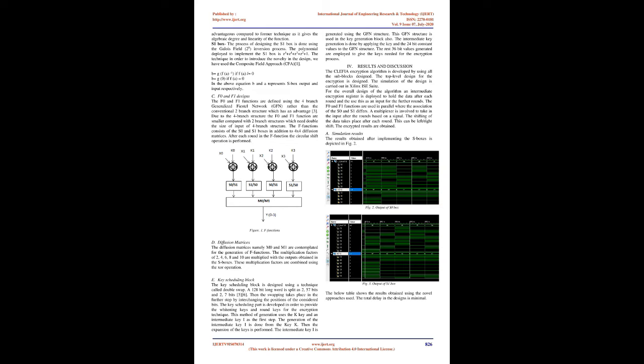S1 box. The process of designing the S1 box is done using the Galois field GF(2^8) inversion process. The polynomial deployed to implement the S1 box is x^8 + x^4 + x^3 + x^2 + 1. In order to introduce novelty in the design, we have used the composite field approach, CFA.